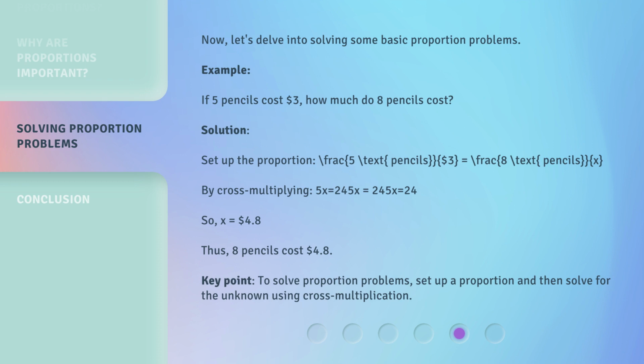The fraction 5 pencils over $3 equals the fraction 8 pencils over x. By cross-multiplying, 5x equals 24. So, x equals $4.80. Thus, 8 pencils cost $4.80.